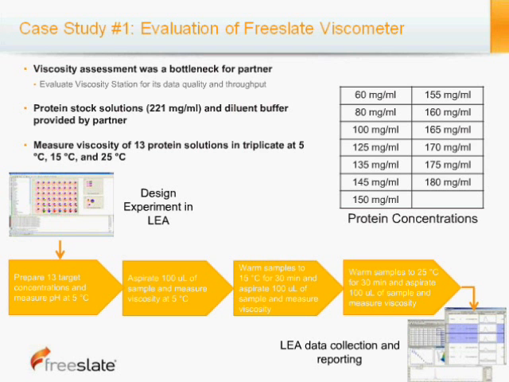We then measured the viscosity of those 13 protein solutions in triplicate at 3 different temperatures: 5 degrees C, 15 degrees C, and 25 degrees C. You can see the workflow we used in the orange little arrows on the bottom. First, we prepared the 13 target concentrations and measured the pH at 5 degrees C. We then aspirated 100 microliters of the sample and measured the viscosity at 5 degrees C. Then we warmed the samples to 15 degrees C for 30 minutes, and aspirated 100 microliters to measure the viscosity. Then we warmed the samples to 25 degrees C for 30 minutes, and aspirated and measured them for their viscosity.